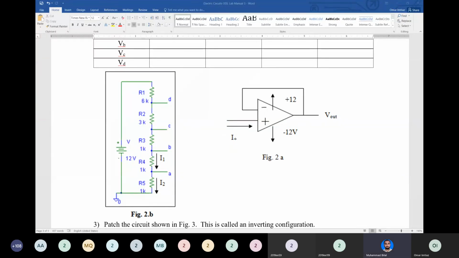Umar, I think students don't have questions regarding this manual. Yeah. What do you say? I think we can end the session, and please explain the 10th point of the lab tasks. Okay.